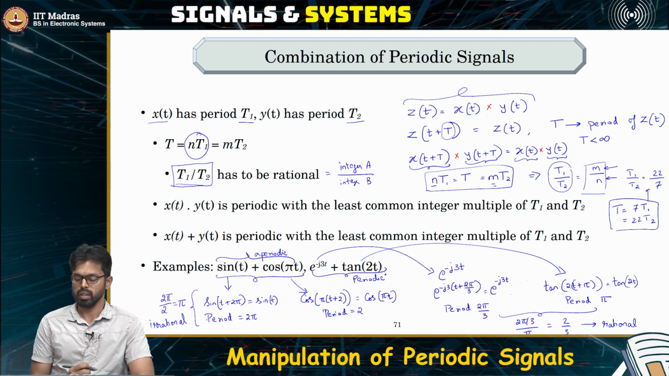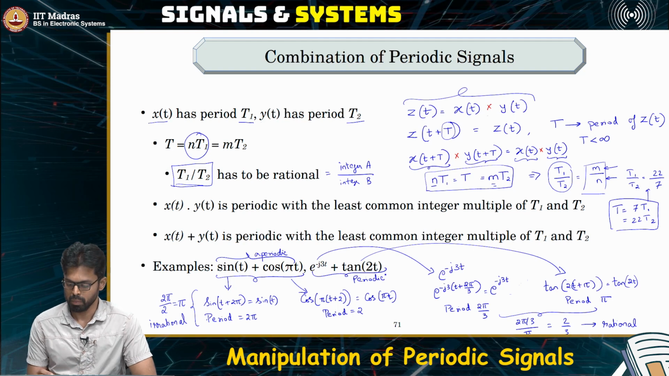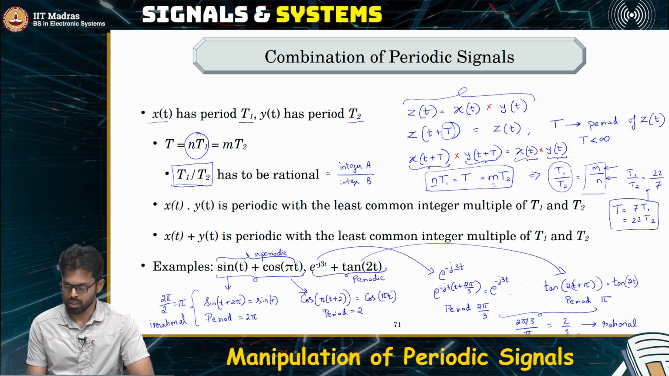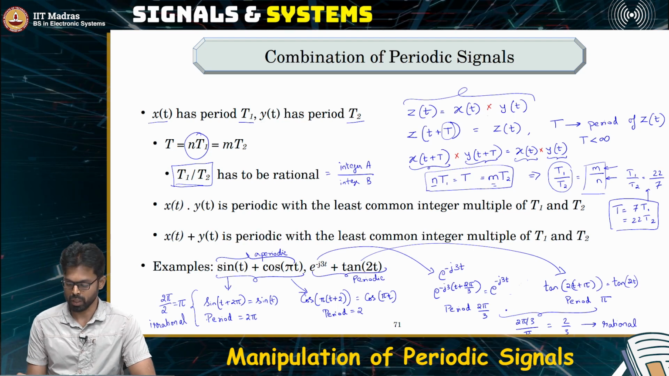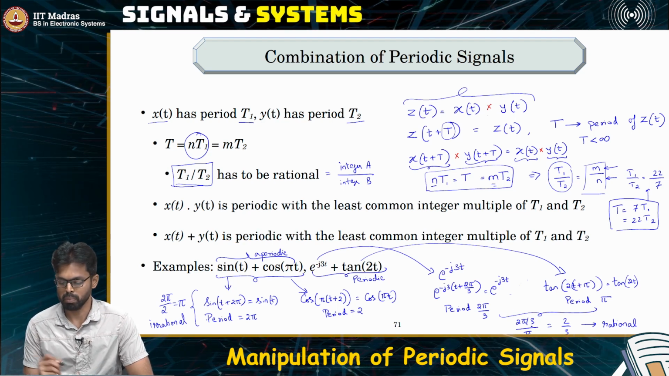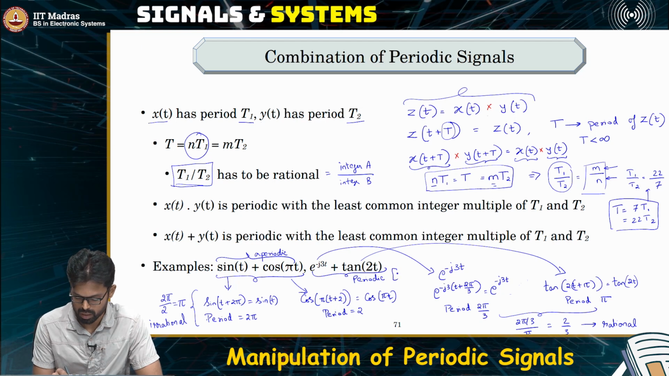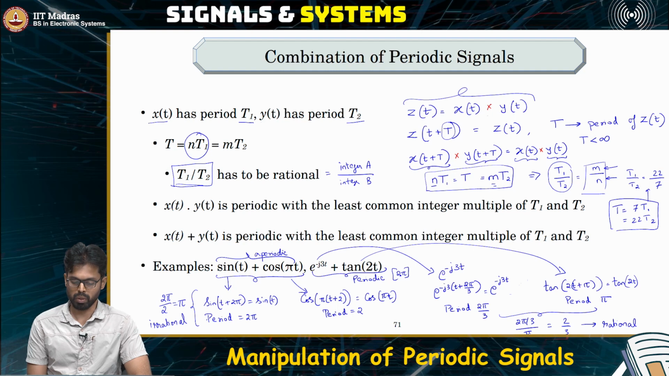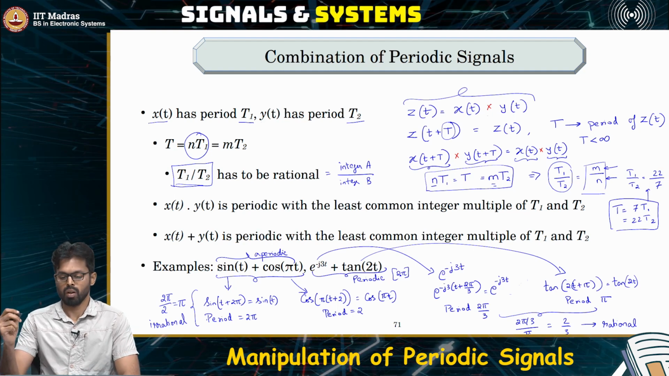And what is the period? It's easy to find this period because now you have this ratio 2 by 3. So all you have to do is now just multiply 3 with 2 pi by 3 or 2 with pi. So the period is 2 pi. The combined period in this case is 2 pi. Okay. All right.